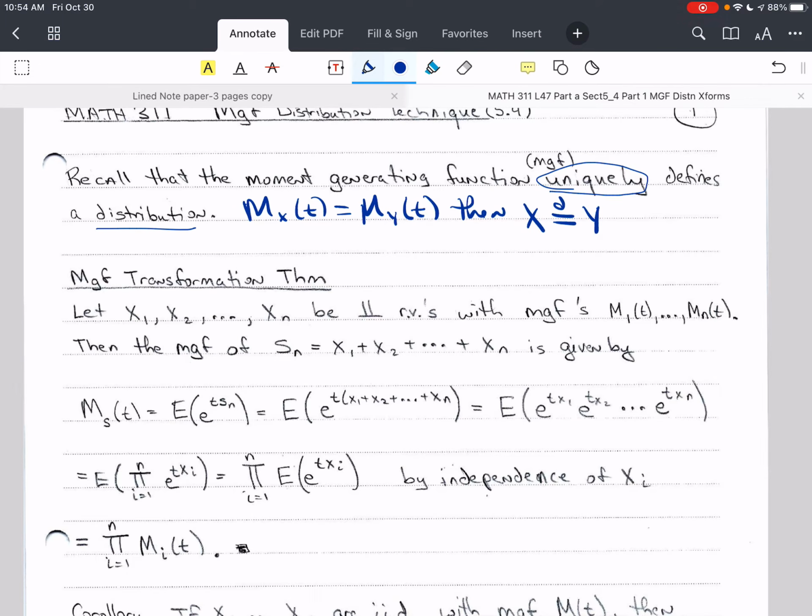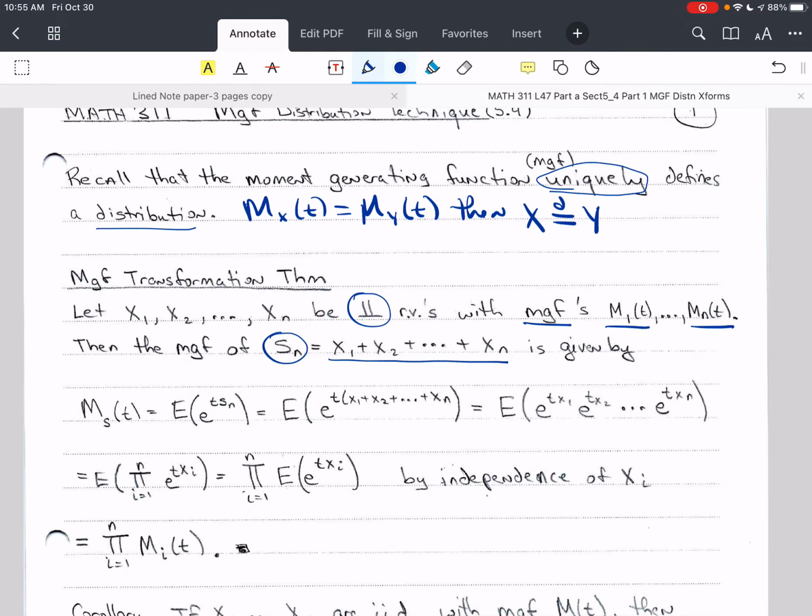It's X1, X2, up to Xn. If those are independent random variables with moment generating functions, you'll notice that they're not the same. These are not identically distributed here. So M1 of t, M2 of t, up to Mn of t. Then the moment generating function of the sum, we'll call that sum of n random variables S sub n, is equal to, so S sub n is equal to the sum of X1 plus X2 all the way up to Xn.